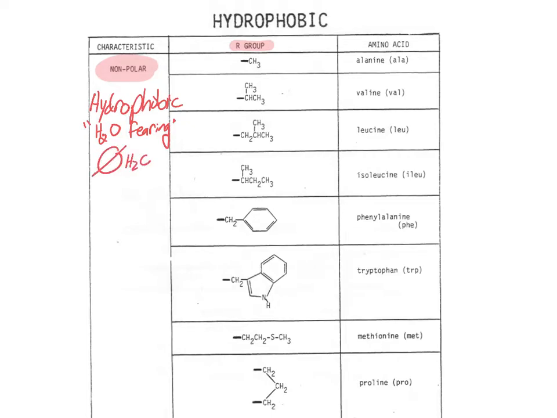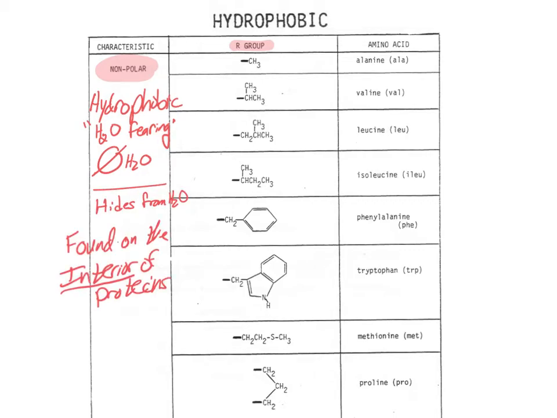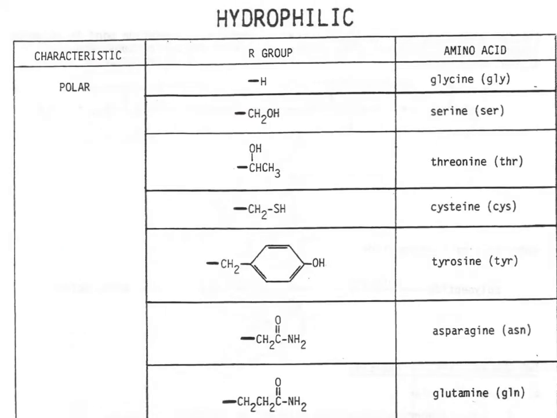And since it hates water, it tends to hide and be on the inside or interior of the protein, where it can avoid water, rather than the outside or exterior of the protein, where it would have to interact with water. Our second classification of R groups are the ones that are polar. Now, polar ones generally have an OH, an NH, or an SH easily found in the majority of the structure.